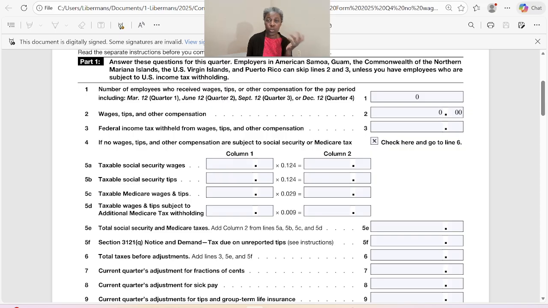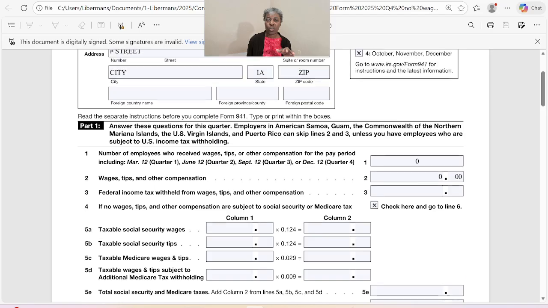Line 3, did you withhold any income tax from $0 wages? The answer is no, so you leave line 3 blank. Is there any wages subject to Social Security tax or Medicare tax? No. Therefore, you check that line, you leave column 1 and column 2 for the Social Security and Medicare taxes blank, and you go to line 6.